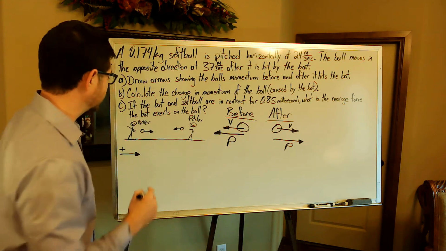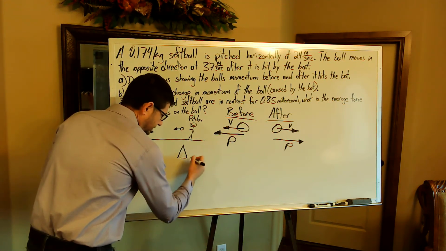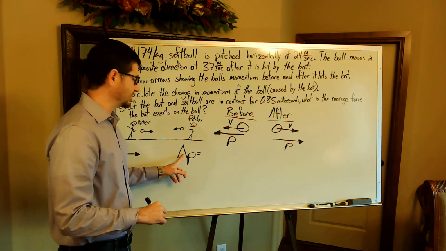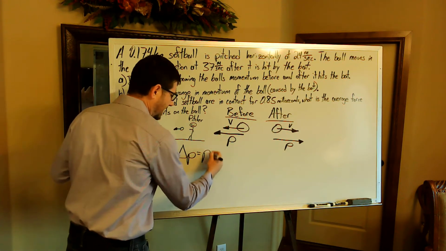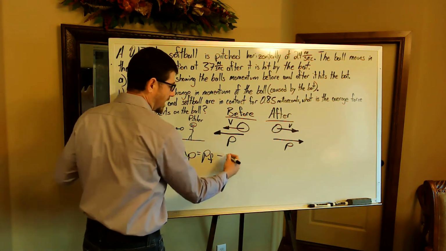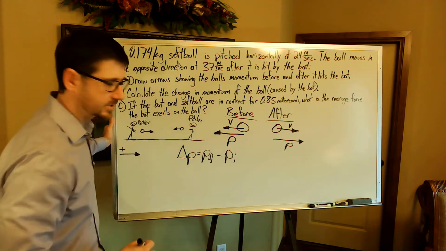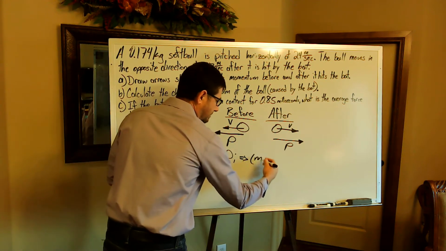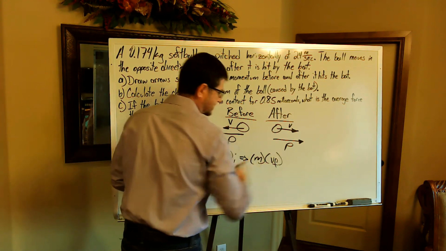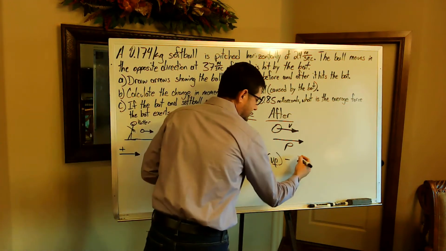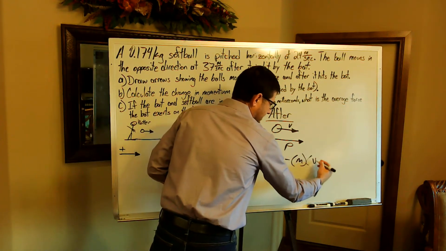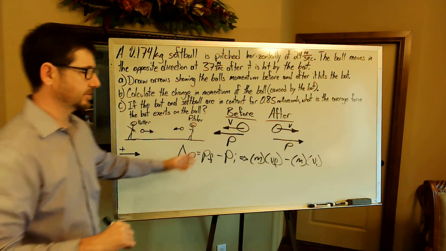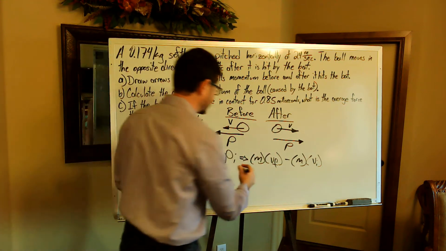When we calculate change in momentum, we use the equation delta P. The Greek letter delta represents change in momentum. We have the final momentum of the softball minus the initial momentum of the softball. The final momentum is mass times the final velocity of the ball minus the mass times the initial velocity of the softball. We know all of these values, so let's plug them into our equation.